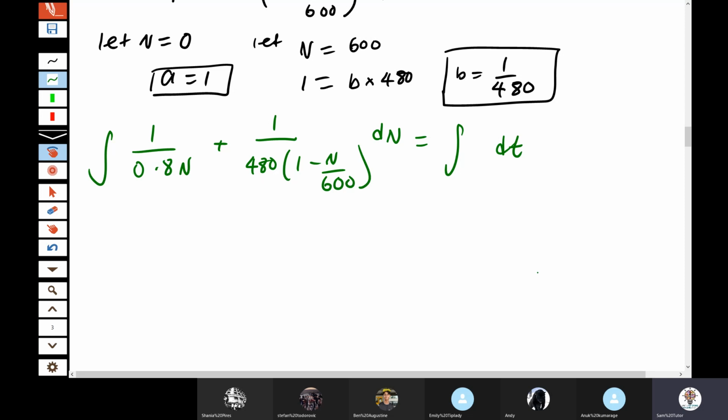Okay, well, here we go. What's the integral of 1 over 0.8n? Well, that becomes 1 over 0.8 log n, plus 1 over 480 log of 1 minus n over 600, times, divide by the derivative of the inside, right? Is it multiply or divide? Divide. Divide by the derivative of the inside.